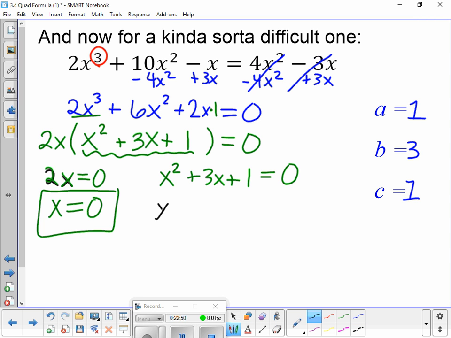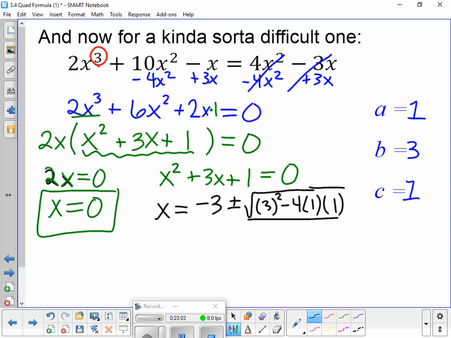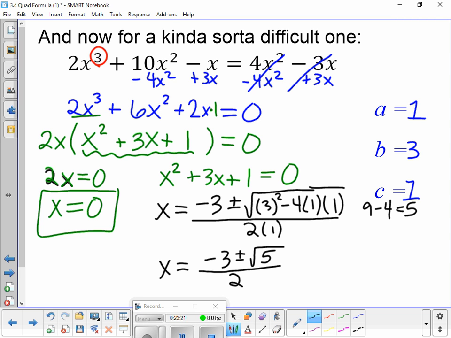So if we plug those values into our formula, we get x equals negative 3 plus or minus the square root of 3 squared minus 4 times A times C, and this is all divided by 2 times A. And if we simplify that a bit more, we get negative 3 plus or minus, inside of our radical, 9 minus 4, which is 5. Again, you can use your calculator for that. And this is all divided by 2.